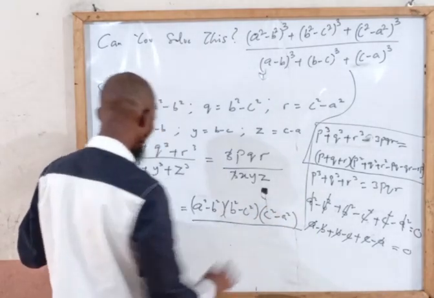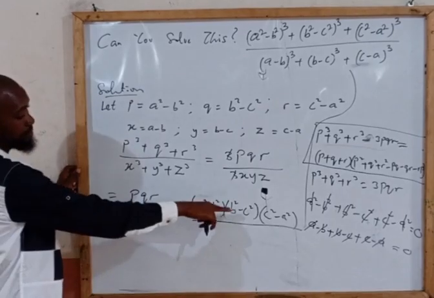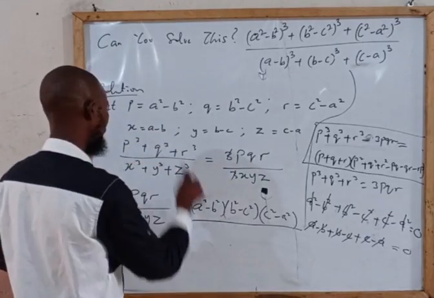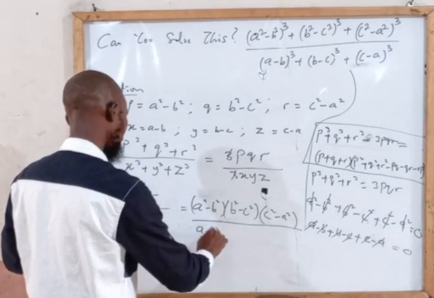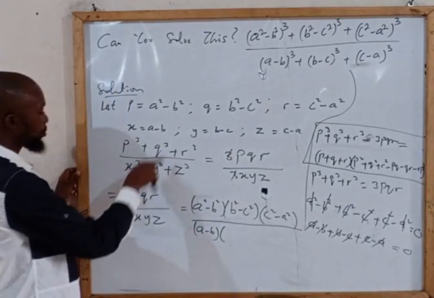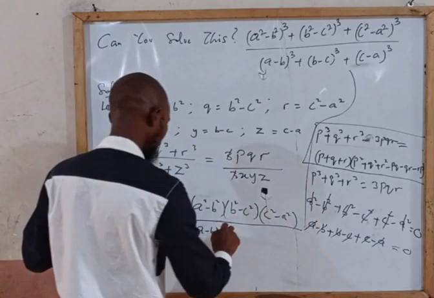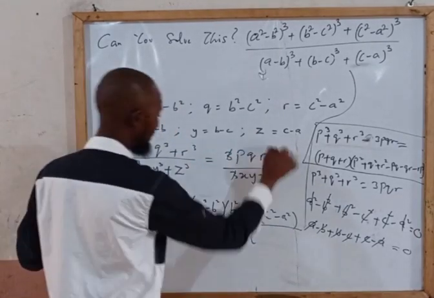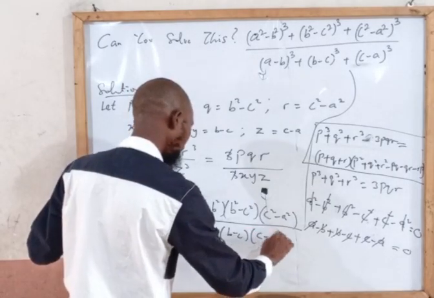So we say everything over. A similar thing is what we are going to do. Here we have X. What is X? X is A minus B. So that means A minus B into, what is my Y? Y is B minus C, into Z. What is our Z? Z simply means C minus A.